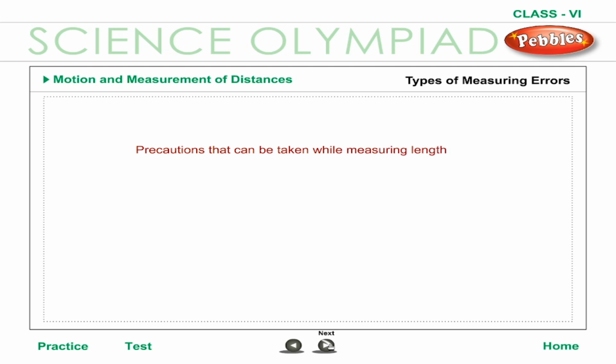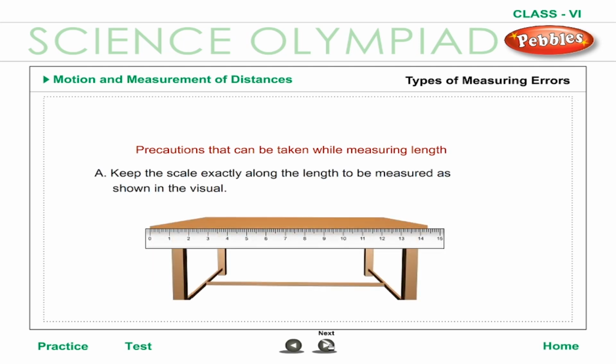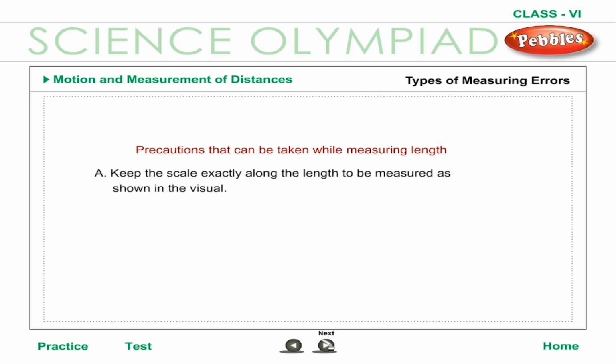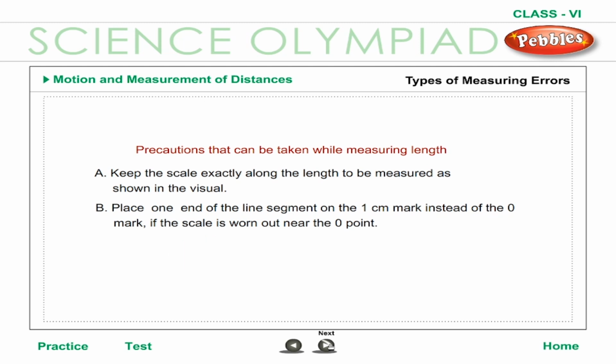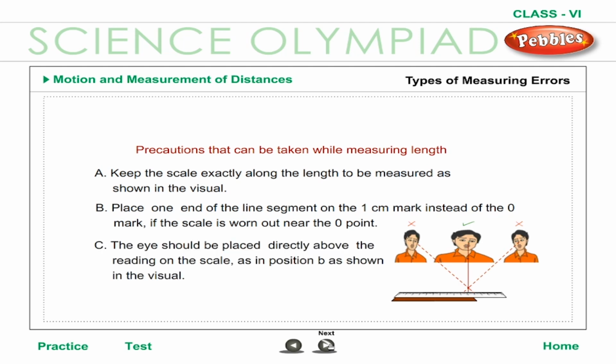Precautions that can be taken while measuring length. Keep the scale exactly along the length to be measured as shown in the visual. Place one end of the line segment on the 1 centimeter mark instead of the 0 mark if the scale is worn out near the 0 point. The eye should be placed directly above the reading of the scale, as in position B as shown in the visual.